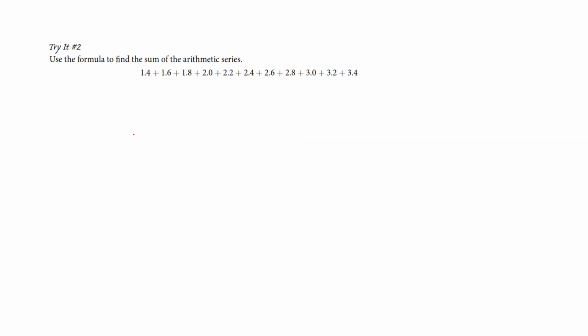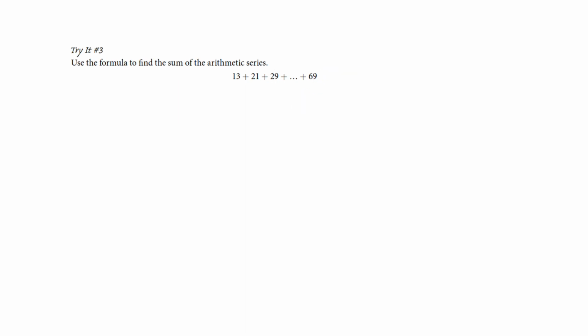Okay, so let's try some on our own. We need the number of iterations. We need n. I got 1, 2, 3, 4, 5, 6, 7, 8, 9, 10, 11. I've got 11 iterations. A1 is going to be 1.4. A11, our last iteration, is going to be 3.4. So here's our formula. It says take n, multiply it by the first and the last added together, and then divide by 2. And you crunch this down, you're going to get 26.4.